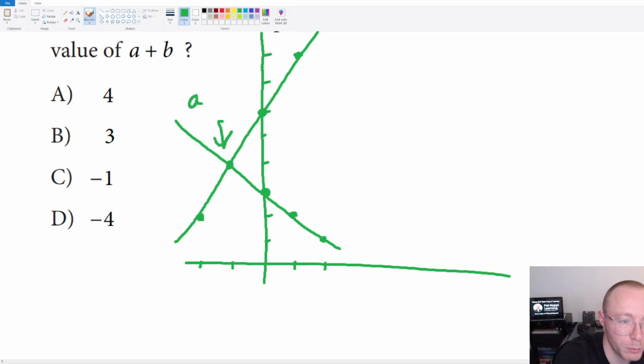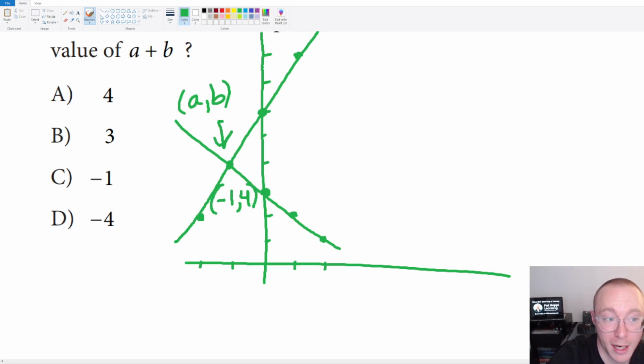This point, which we're told is AB, we can now identify what the A and B are, right? This is the point negative 1, positive 1, 2, 3, 4. So we've got some values. This is the point negative 1, 4. And so A is negative 1 and B is 4.